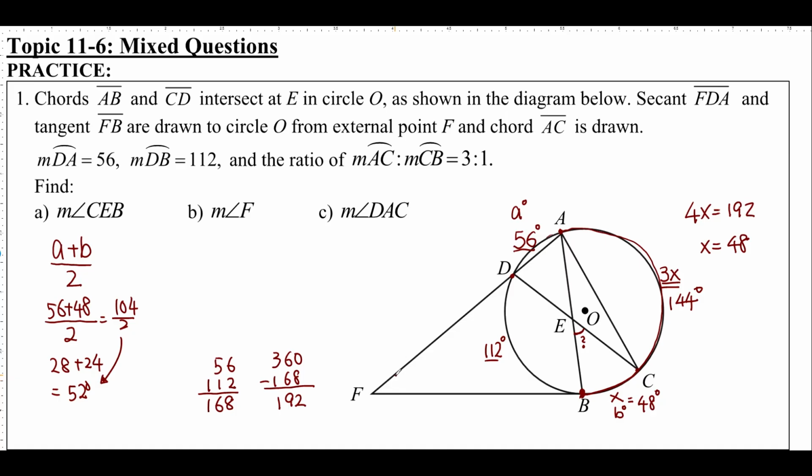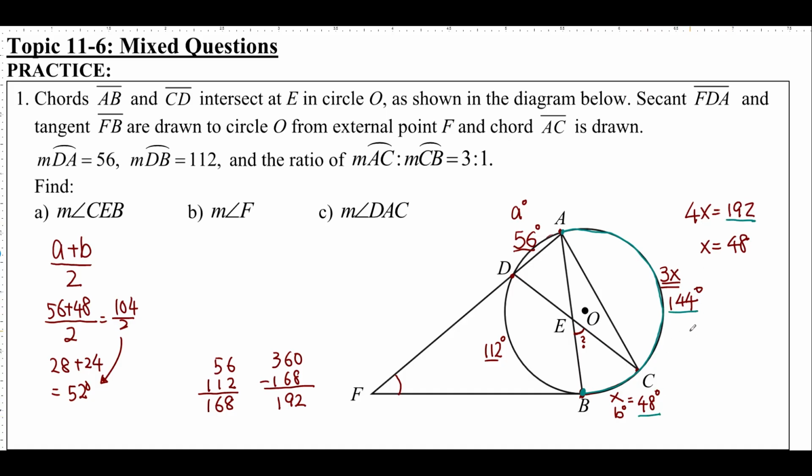Now, the second question is angle F. Angle F is an intersection angle outside the circle, so the tangent and secant intercept the arcs. The large one is from here to here. This measure of arc is 192, which we already got.